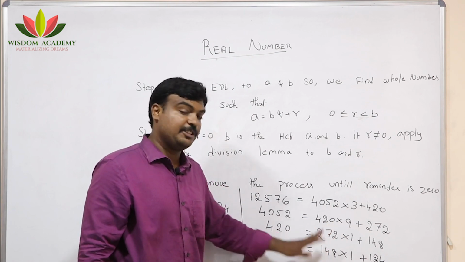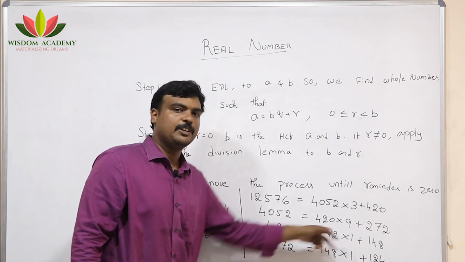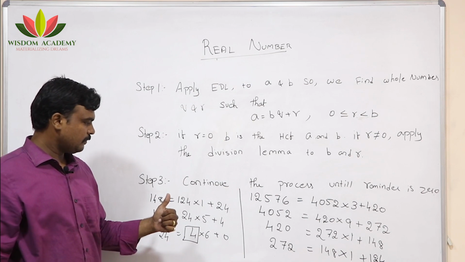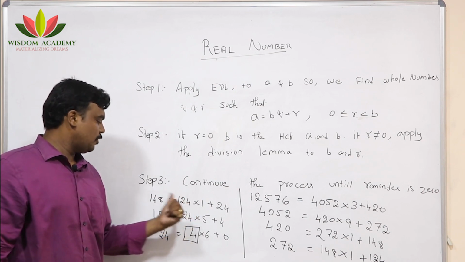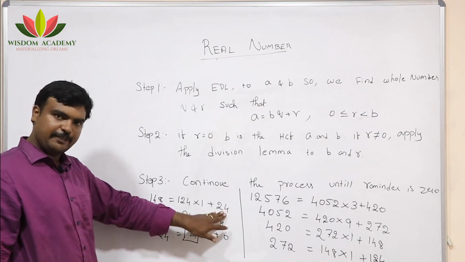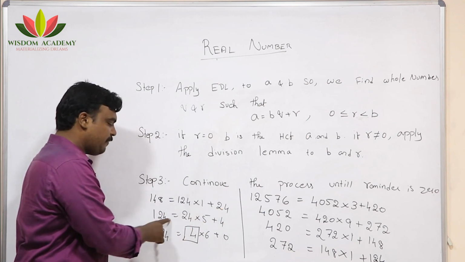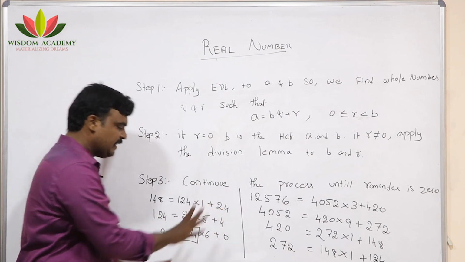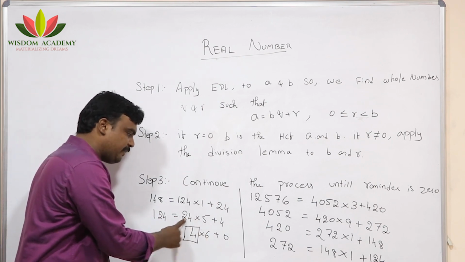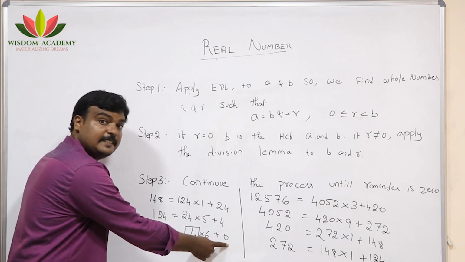So I am going to continue this procedure until my remainder is 0. Now what numbers do I have to take? 272 and 148. So I will take 148 and 124. So 148 is 124 into 1 plus 24. So once again here my remainder is not 0, it is 24. So I am going to continue my Euclid division lemma for 124 and 24. 124 is equal to 24 into 5 plus 4. Now my remainder is not 0 once again. I am going to select my 24 and 4 and do Euclid division lemma once again. Here I got my remainder 0.